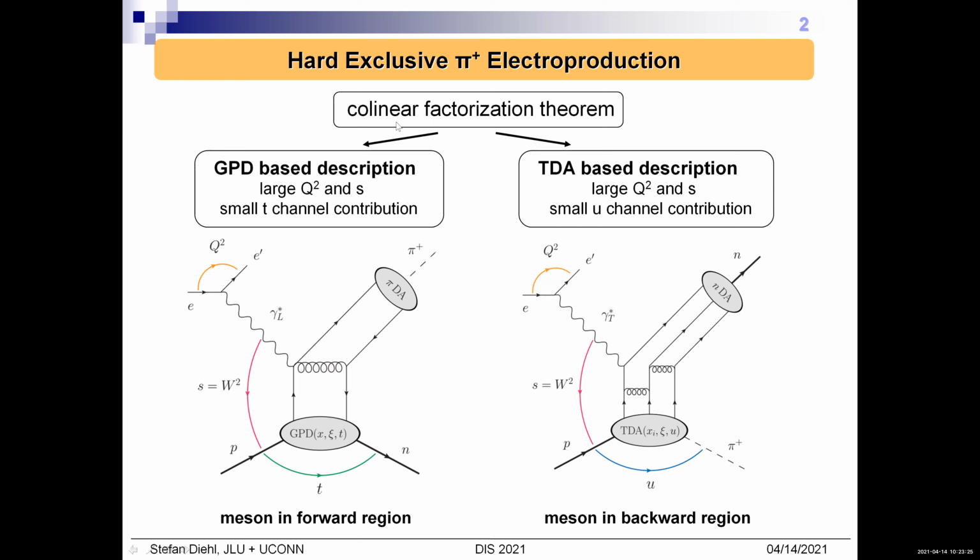On the other side, the collinear factorization theorem also allows a TDA-based description based on transition distribution amplitudes, which is also valid at large Q² and S, but this time at a small u-channel contribution, which corresponds to large t-channel values, and which means that the meson is going in the backward region. And in this case, the soft part of the diagram is described by a nucleon to pion TDA and by a nucleon distribution amplitude.